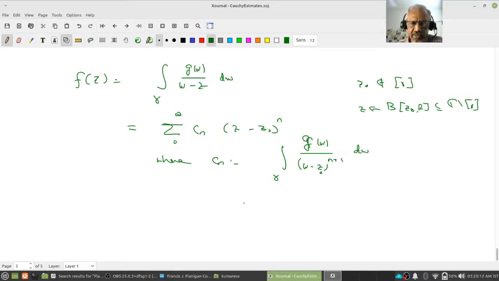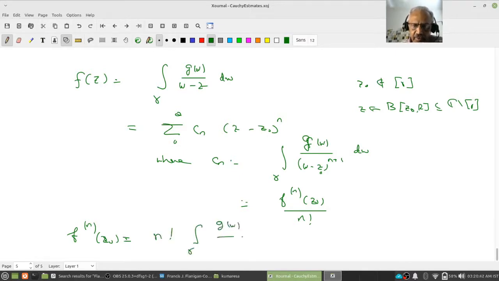But in the power series we know what the c_n are. The c_n are nothing other than the nth derivative of this at the point z0 divided by n factorial. Are you following? Therefore the nth derivative at z0 is n factorial times the integral over gamma of g(w) by (w minus z0) to the power n plus 1. This is true for every z0 not in gamma.